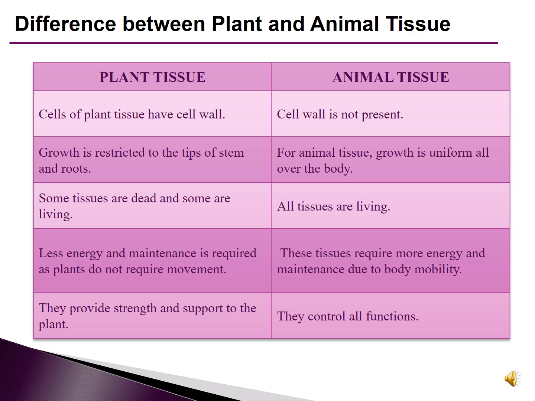In this slide, we can see the difference between plant and animal tissues. The most prominent differences are that cells of plant tissues have a cell wall while those of animal cells don't, and the other being that all tissues of animals are living while some tissues are dead or may be living in plants. There are a few more differences too.